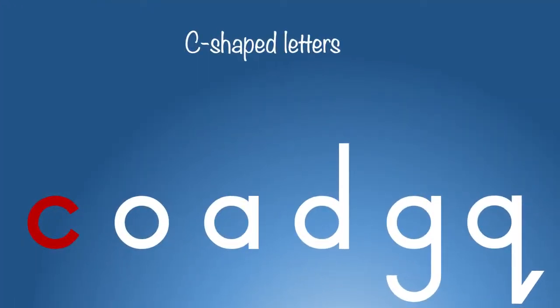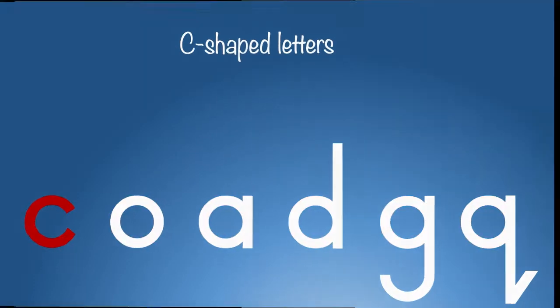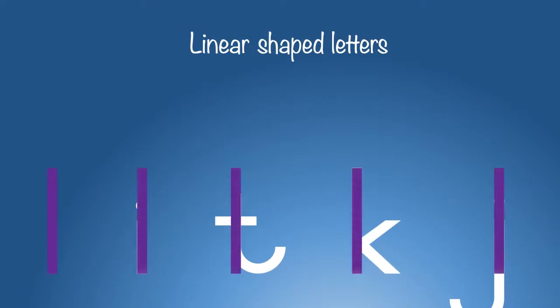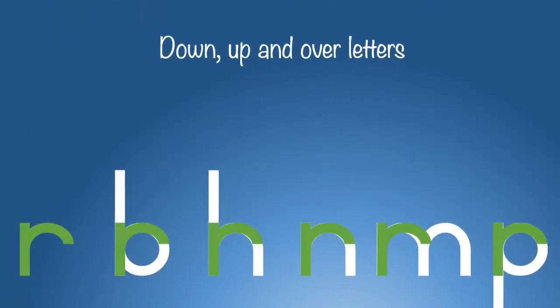Some common groups are the C-shaped letters with a rounded pattern. Now, these letters all start the same with a C shape. The next is your linear shapes, and these letters are all grouped together because they all begin with a line. The next is the down, up and over letters, and these letters all begin with dropping down and then bouncing over.